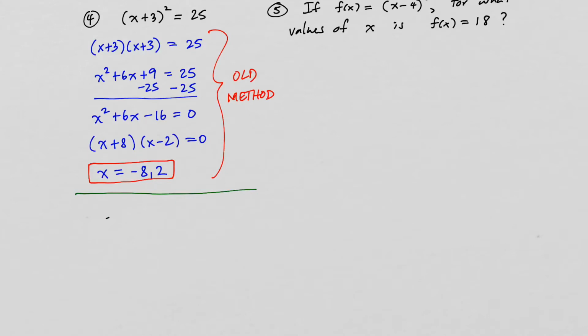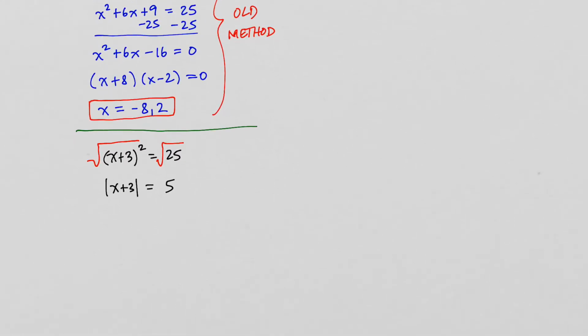So again, we have x plus 3 quantity squared equals 25. And if we apply the square root property, we can just take the square root of both sides. And the square root of x plus 3 squared is the absolute value of x plus 3. And the square root of 25 is 5. Now, we know from solving absolute value equations that if an absolute value is equal to 5, then whatever is inside the absolute value can equal positive or negative 5. And again, this is our square root property.